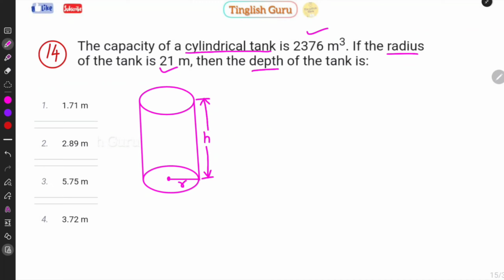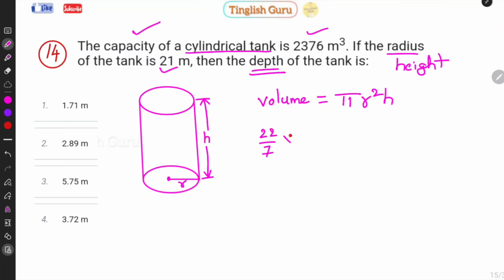Next bit. The capacity of a cylindrical tank is given and the radius is also given. Then we have to find the depth. This depth is nothing but what we call the height of the tank. So, what is the formula for the capacity? Capacity is nothing but volume. So, the volume of a cylinder formula is pi r square h. So, we are given pi r square h means 22 by 7 into what is the value of r? 21, means 21 square, into h, we do not know the value of h, we have to find it.